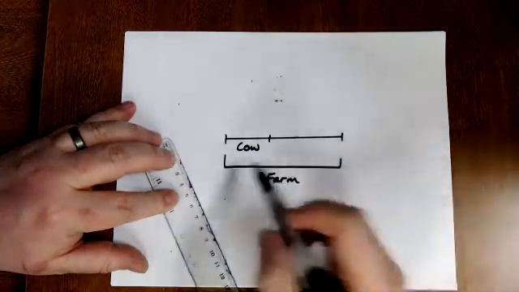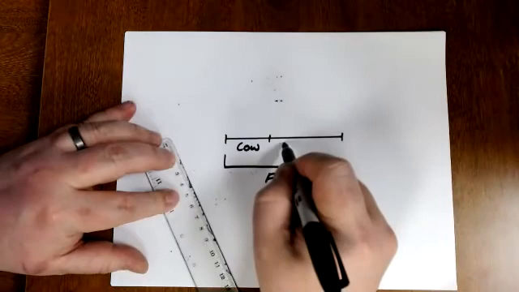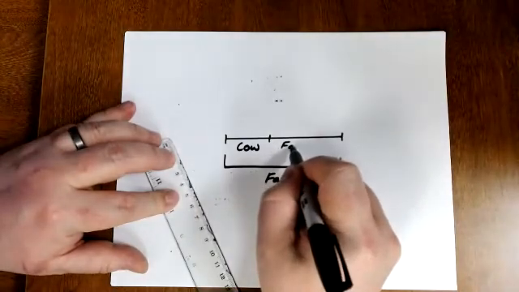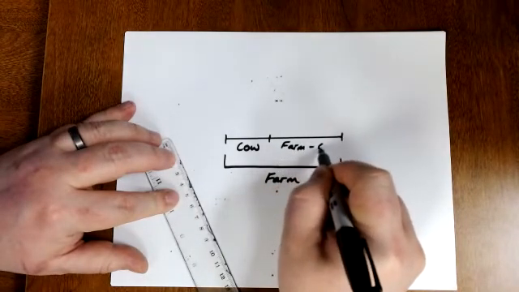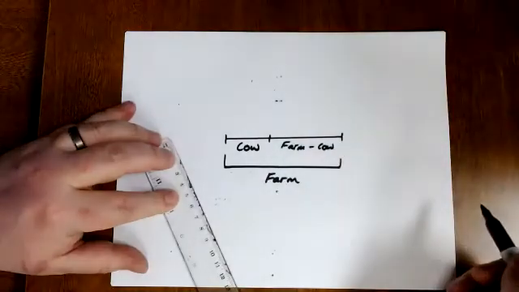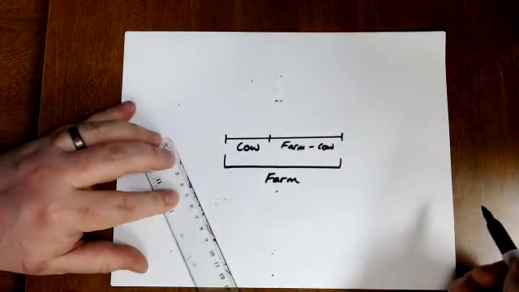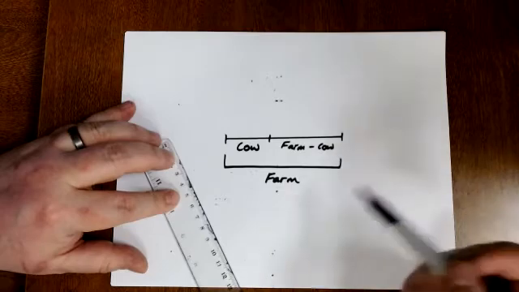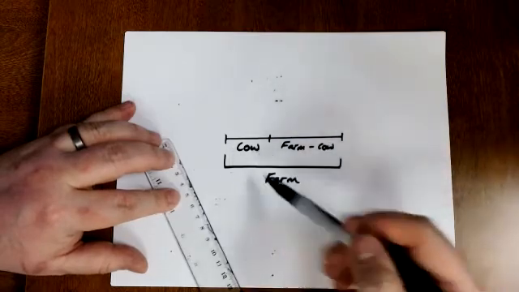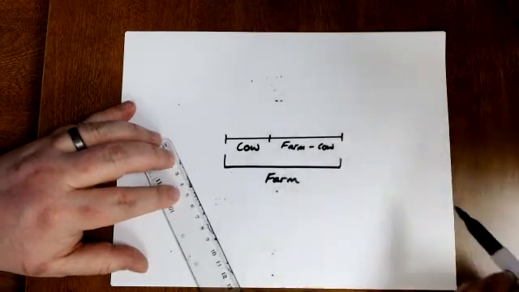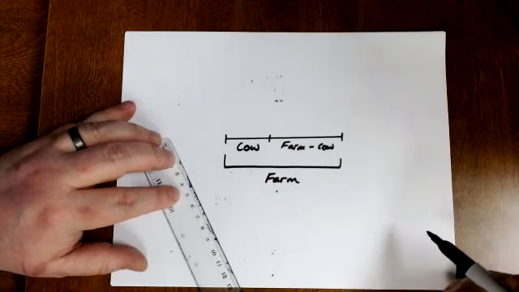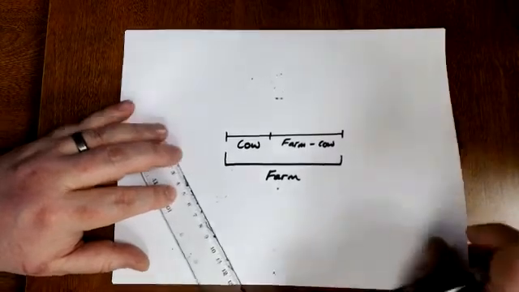If the whole thing is a farm and I take away a cow, I have a farm minus a cow. That's the idea. Doesn't matter what's in these places, whether they're x's or numbers or what. It doesn't matter. Okay. All right.